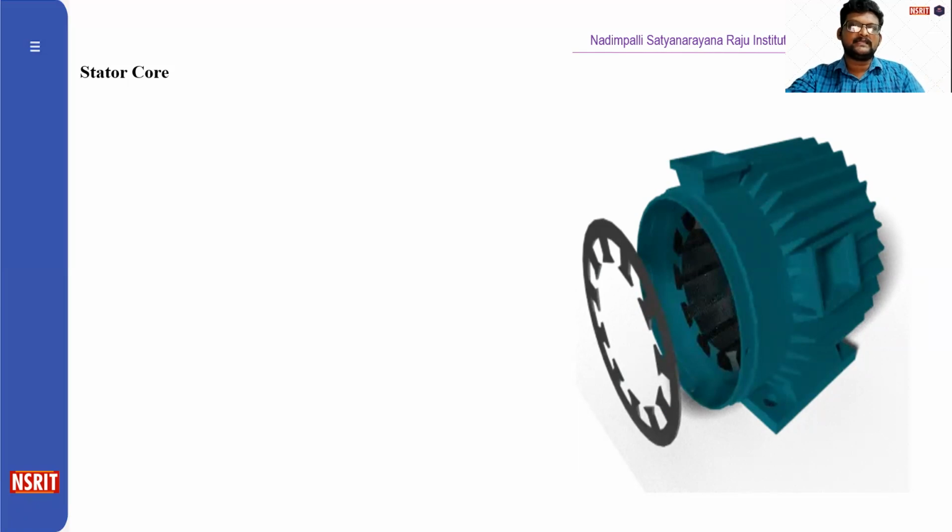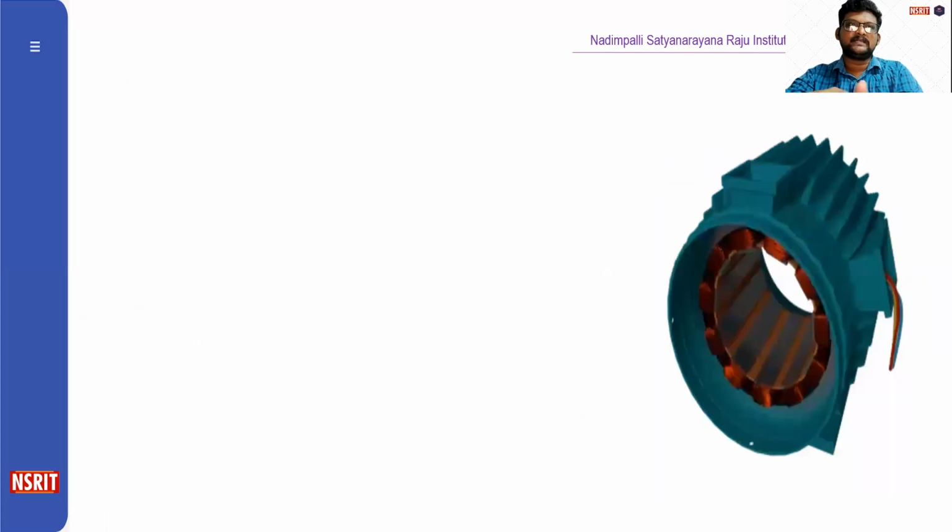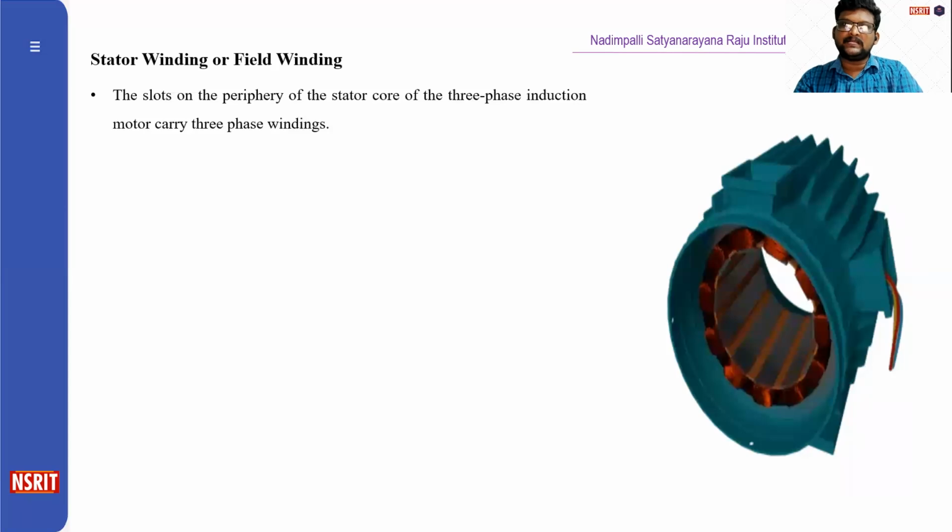Next part is the stator or field winding. The stator winding is mounted on the stator as shown in the picture. The slots on the periphery of the stator core of the three-phase induction motor carry three-phase windings. We apply a three-phase AC supply to the three-phase winding.